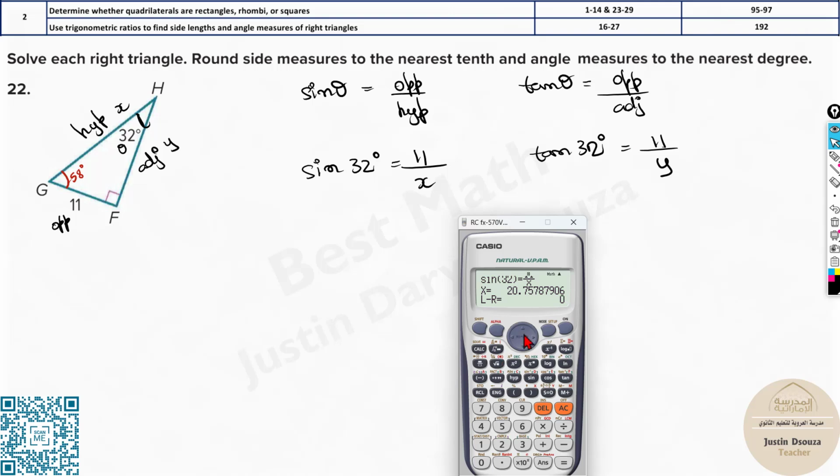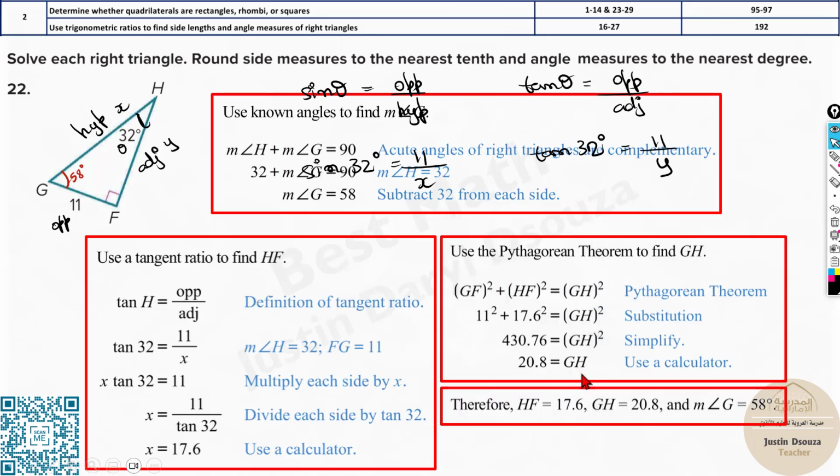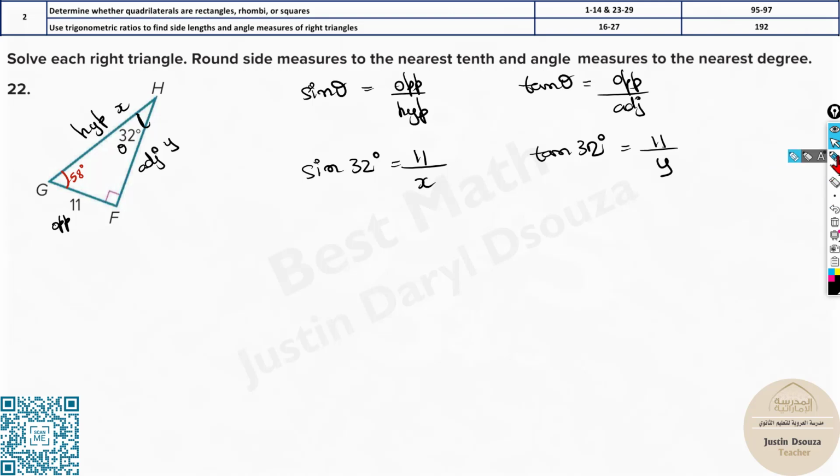And for the other one, you can just do the same thing with tan. Tan 32 equals 11 divided by y. Again, take it as alpha x, shift and solve, and the answer is 17.6. Those are the two answers. But if you want to do the steps, here we got y is 17.6 and over here we got x.